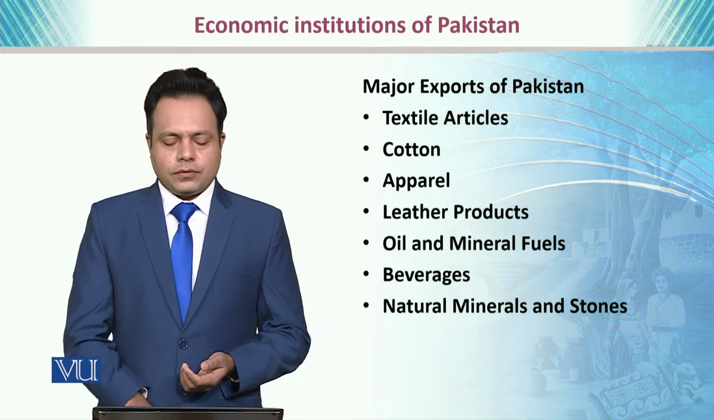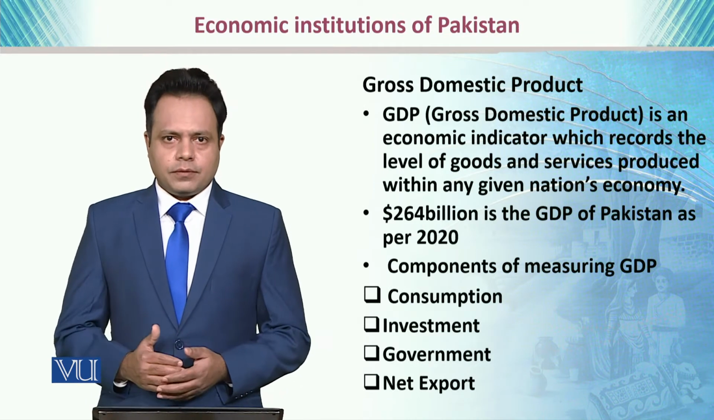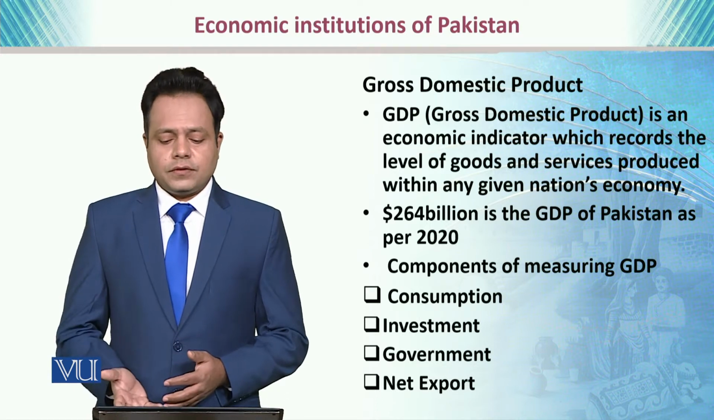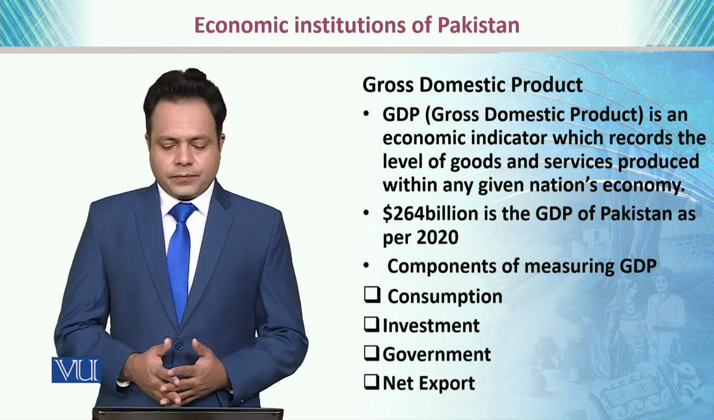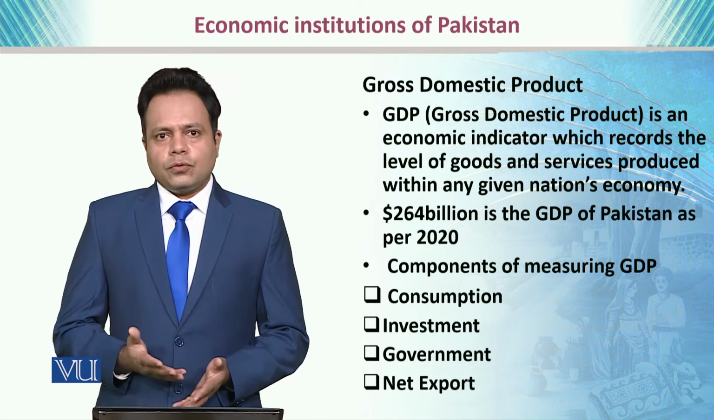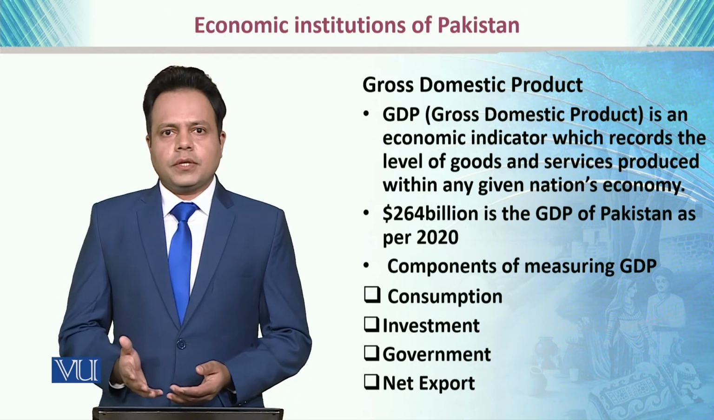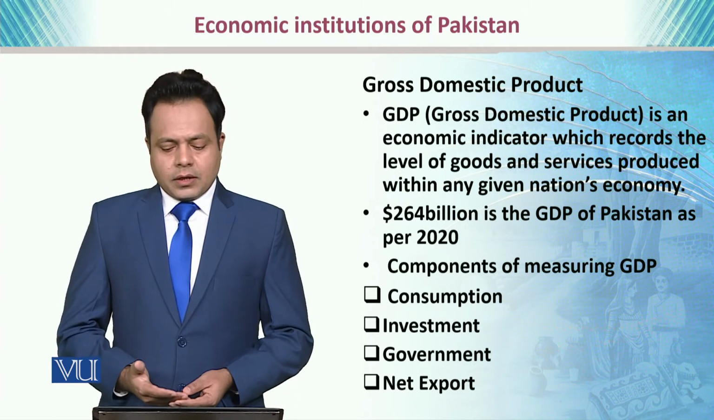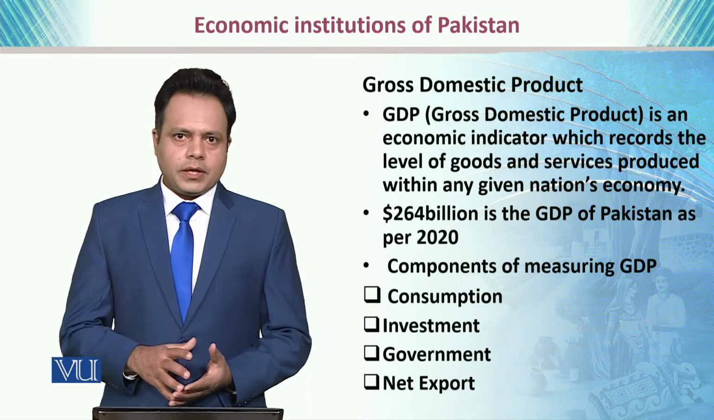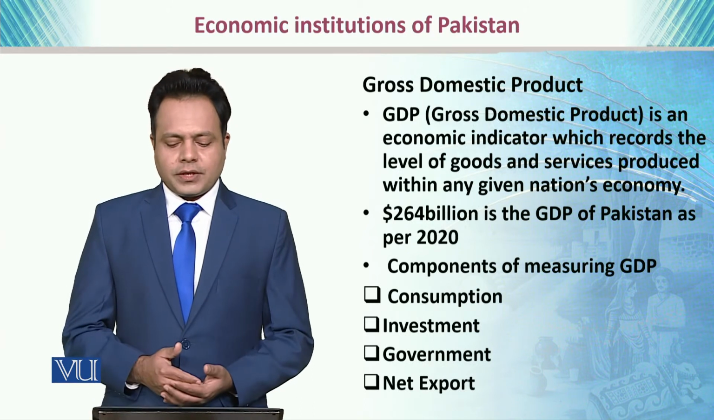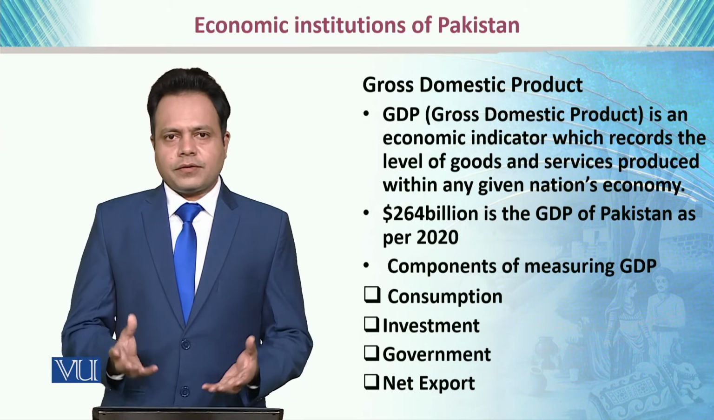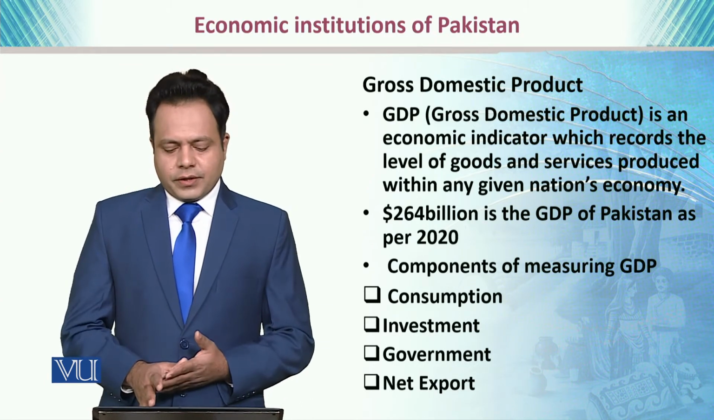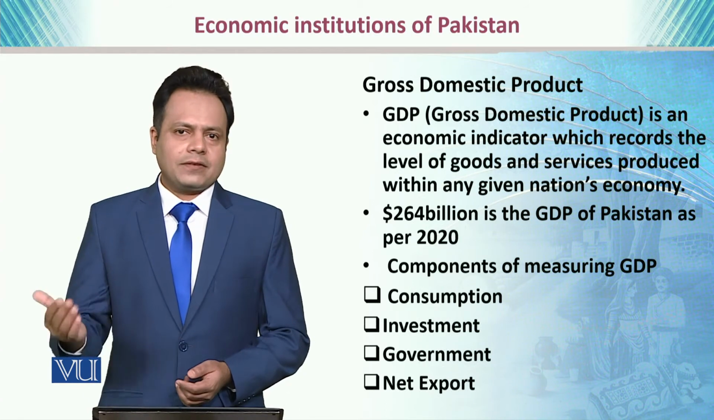If we talk about the gross domestic product or GDP, it is an economic indicator which records the level of goods and services produced in a given year within a country. For Pakistan, 264 billion is the GDP as per 2020 figures. So major components to measure the GDP are consumption, how much we are consuming of whatever is being produced in the country, and how much investment is available to be invested in different business sectors, and then the role of government, and also our share of net export as compared to the import.